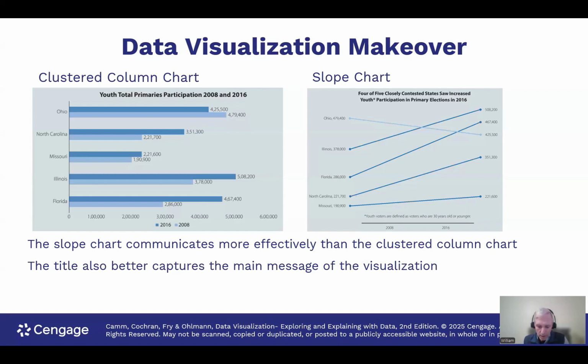A lot of times, chart designers go down the route of saying what their chart is. That's a mistake. That's a missed opportunity. What you want to do is say what your chart is trying to tell the reader. This is what I want to persuade you of as a reader. And in this case, 4 to 5 closely contested states saw increased youth participation. That's the important takeaway. So make that a headline. Make that a big part of your chart visualization.